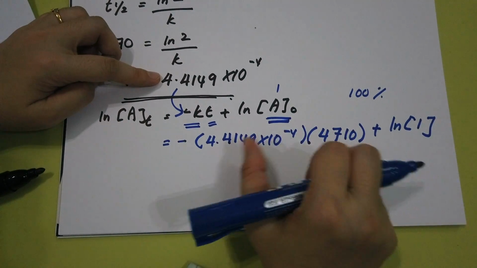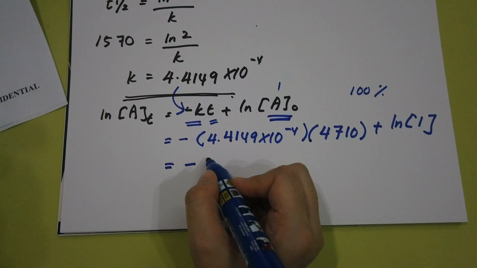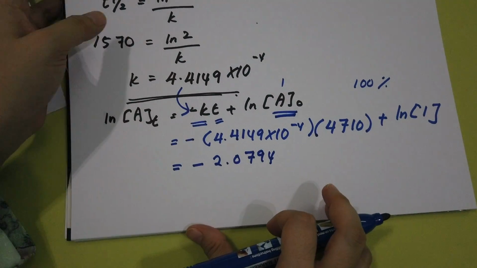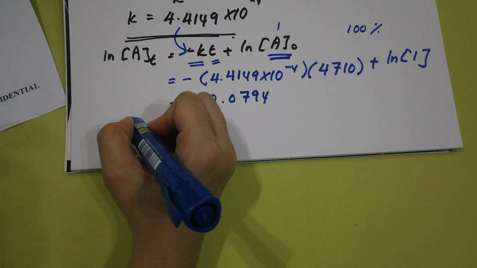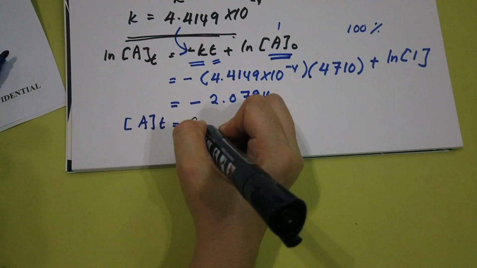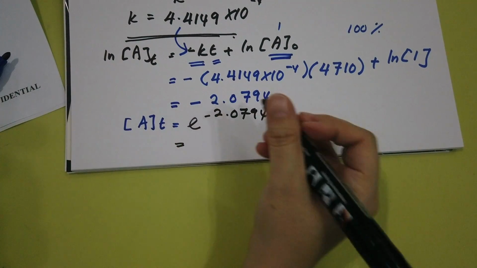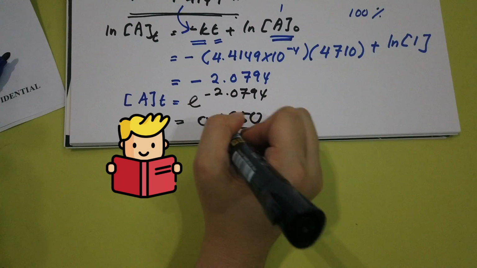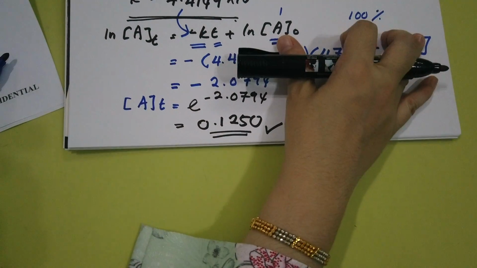If you get the calculation correct, this should be equivalent to negative 2.0794. So bear in mind that we do not want the value of ln At. We want the value of At. So At is equivalent to e to the power of negative 2.0794. So you should get your At equivalent to 0.1250.